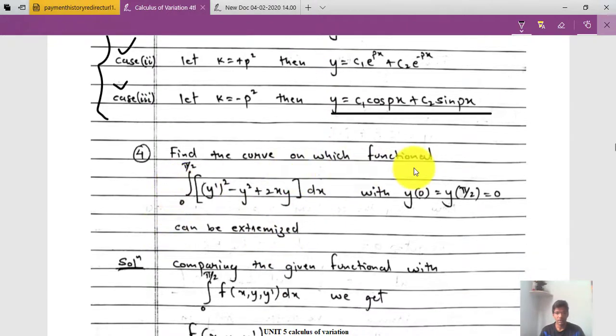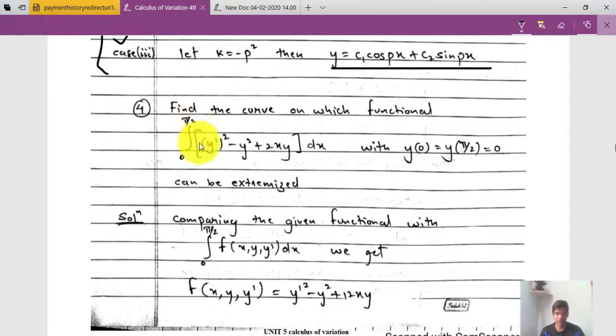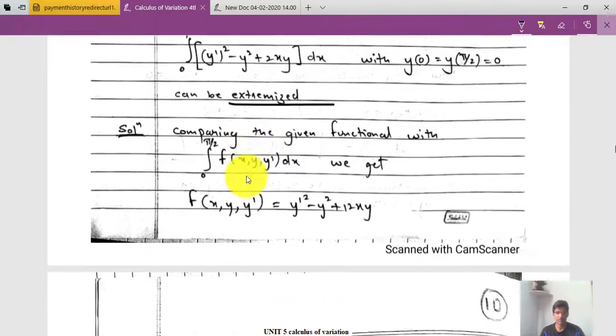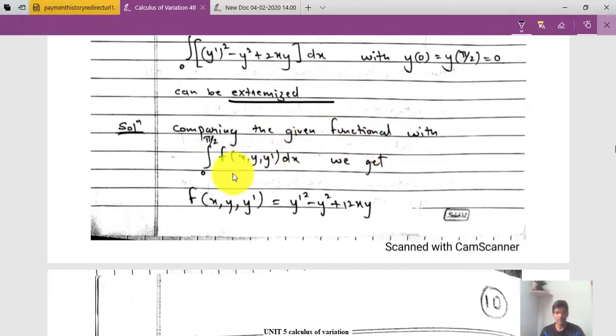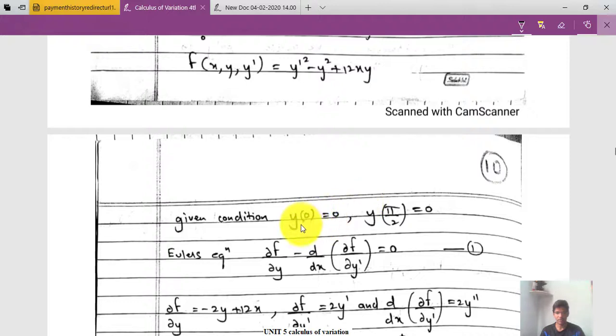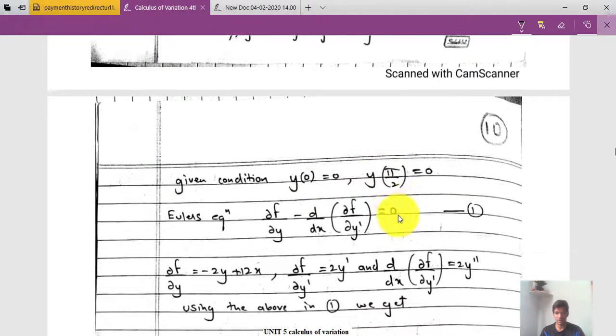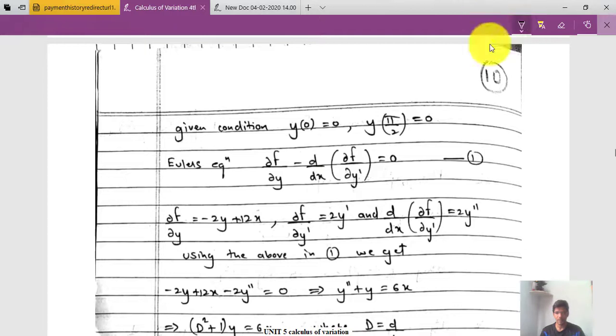So find the curve on which the functional, that is integral from 0 to pi by 2, of this given function f of x, y and their derivative dx, with y of 0 equal to 0 and y of pi by 2 equal to 0, be extremized. Now comparing the given functional, the integrand is y prime square minus y square plus 12xy, and the given conditions are y(0) equal to 0 and y(pi by 2) equal to 0. So let me take the Euler's equation.